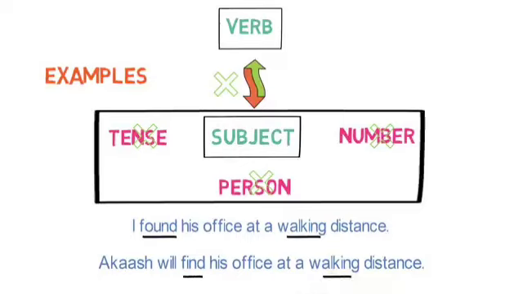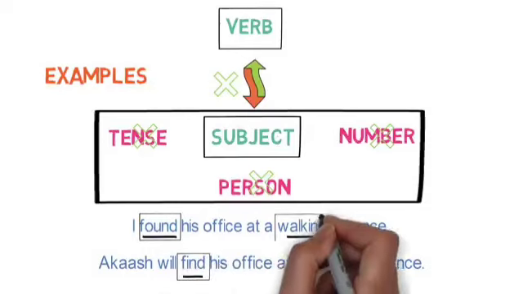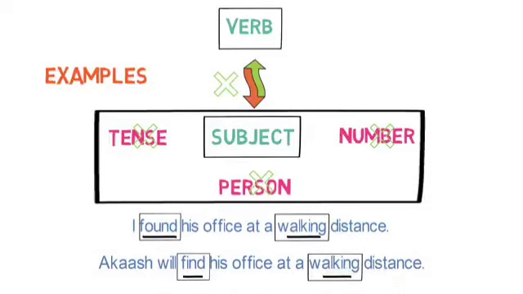Now you can see that one verb found changed to find, but the other verb walking didn't change in both the cases and doesn't function as a main verb in the sentence. So it's a non-finite verb. Now that we are clear what non-finite verbs are, let's understand their usage.